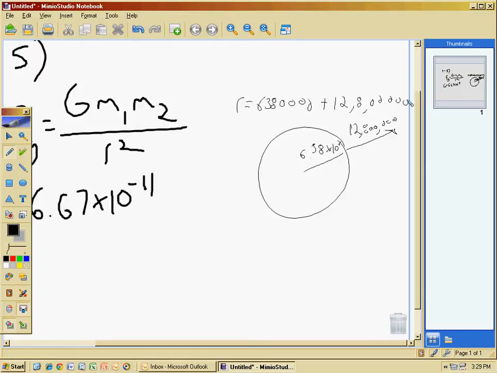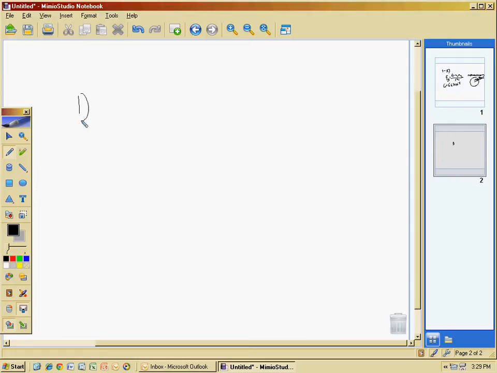Plug in the mass of the satellite. Plug in the mass of the Earth. Plug in G. You're done. The answer should be, for number 1, 13,900.7 newtons.